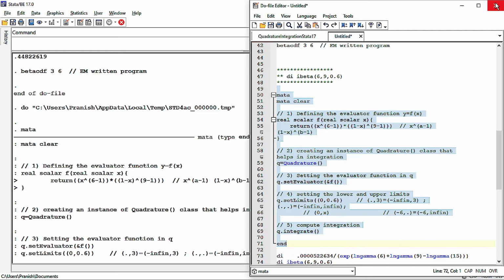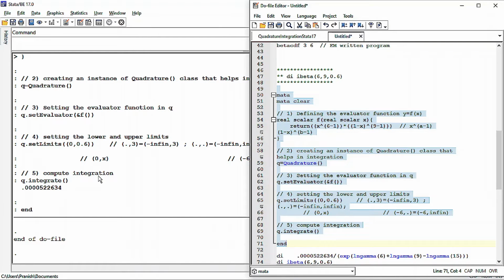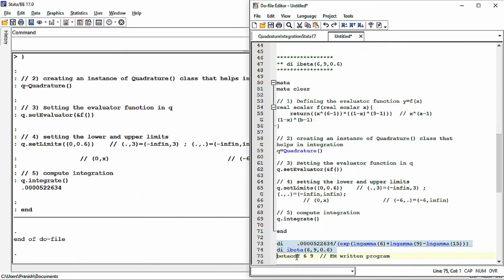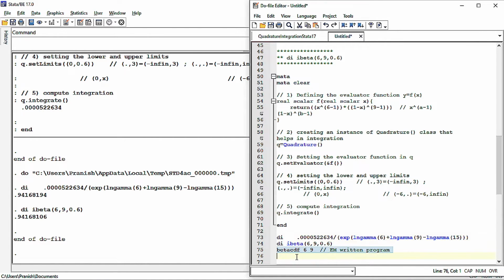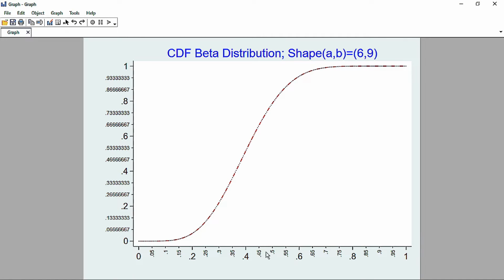So this is the value of the lower incomplete beta function, and we have taken the same value and divided it by the complete beta function, and let us see, both of them should yield the same result, and it is 94%. So the probability of getting less than or equal to 0.6 is 94%, somewhere over here.